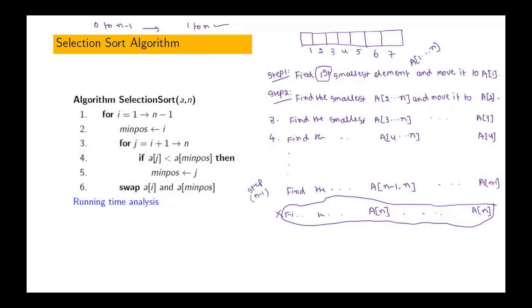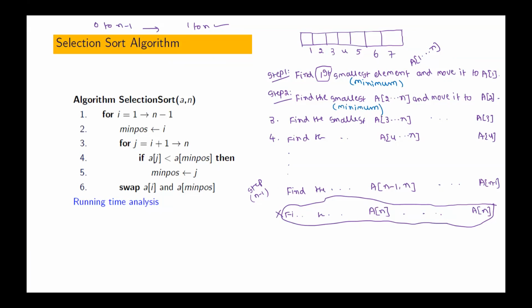Every time we are following the same procedure, finding the smallest element. Another name for the smallest element is the minimum element. Smallest and minimum are both the same, no? Everywhere it is called minimum. Both are the same. Is that okay?